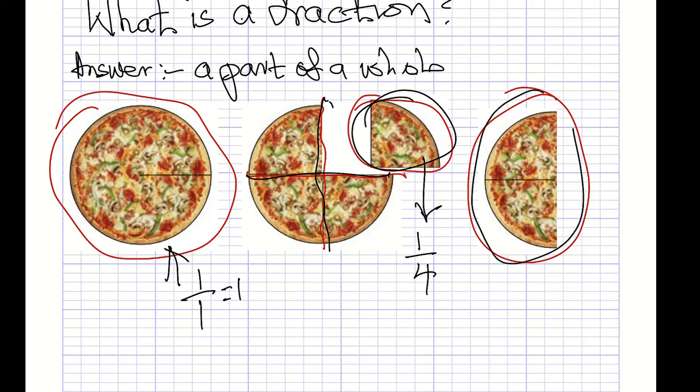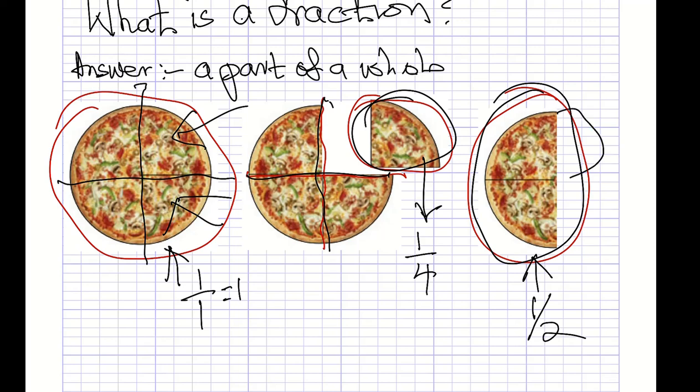And then look at this one here. This is a half of the pizza. Somebody sliced it like that and like that and took this one and that one, and they left half of the pizza. So this part here is half of the pizza. And then look at this. They took this part here and this part here. Like I said, this part is 1/4 and this part is 1/4.